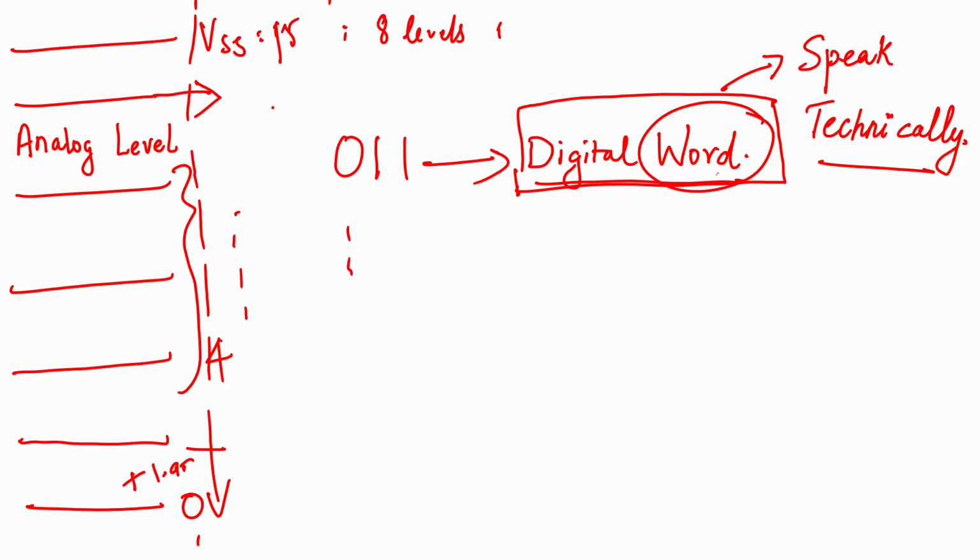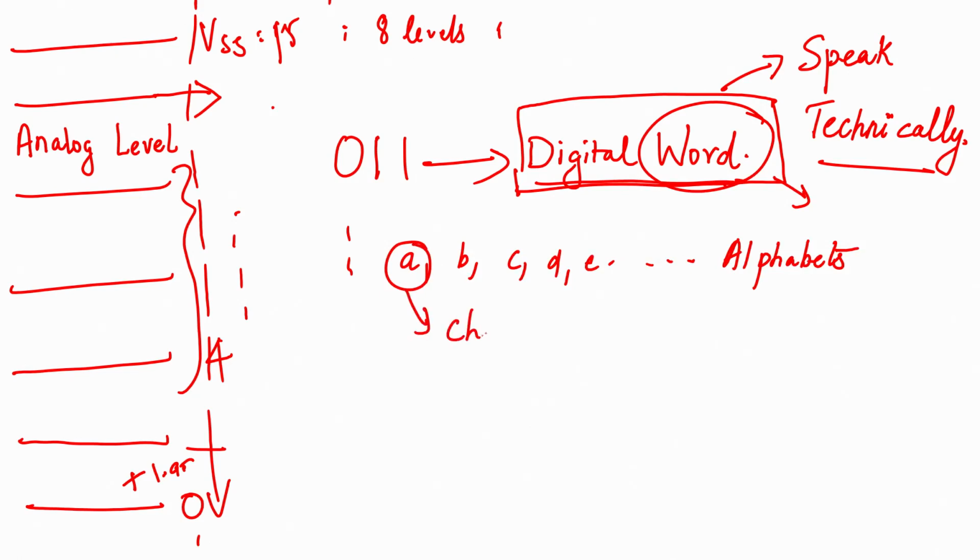So, this is called digital word. Why it is called digital word? Have you ever thought? I am sure that you would have heard about it somewhere, but why it is called digital word? It is very simple. Okay. So, now we have alphabets, right? A, B, C, D, E. That is your alphabets. Correct? So, what is each alphabet called? Each alphabet is called a character.